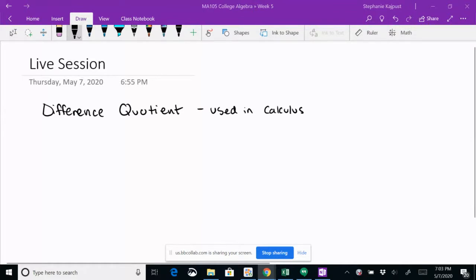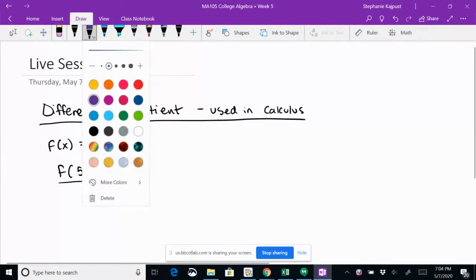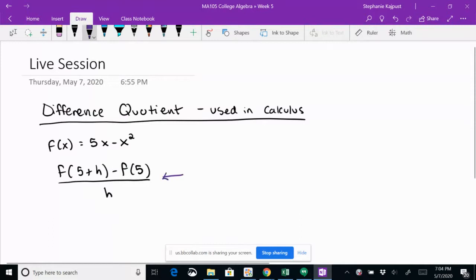So let's see, we've got f of x equals 5x minus x squared. And we want to find the difference quotient, which is f of 5 plus h minus f of 5 over h. And so I will label this as the difference quotient.